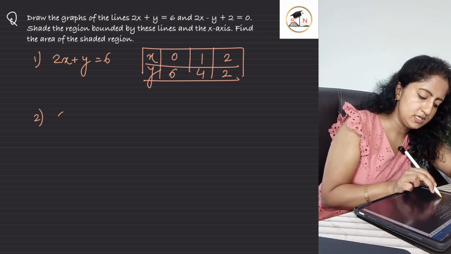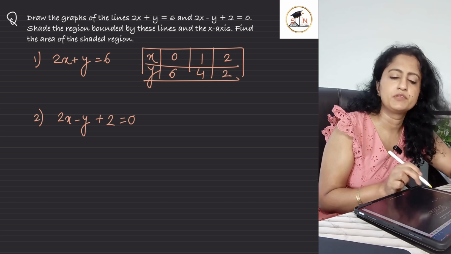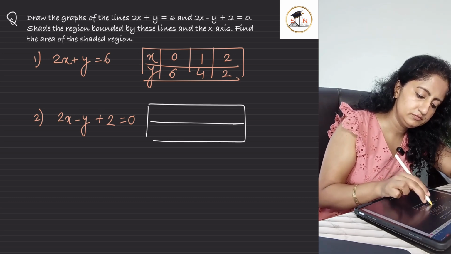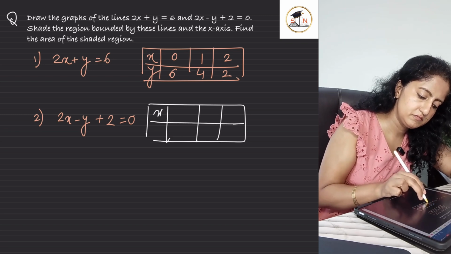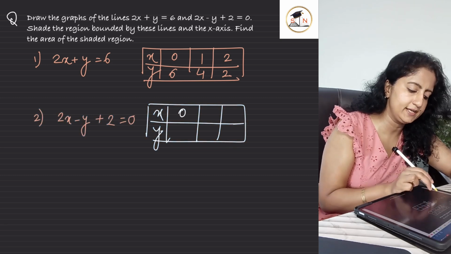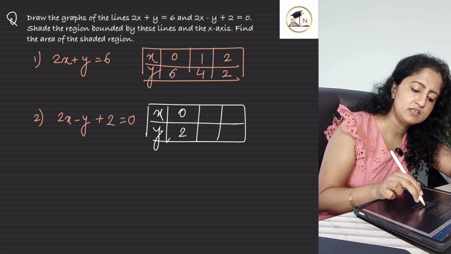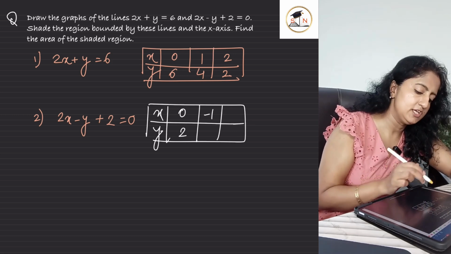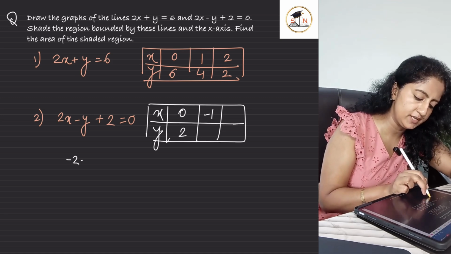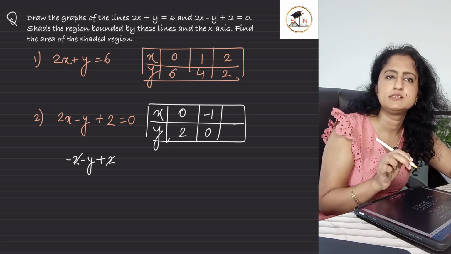The next equation is 2x minus y plus 2 equals 0. So we need to create a table for this one as well. Now, let's substitute the values. So if x is 0, what do we get? We get y equals 2. Now, if x is, let's take negative 1. Okay. So when x is negative 1, what happens? Let's do the calculations. Negative 2, negative y plus 2. Getting cancelled, y comes out to be 0.